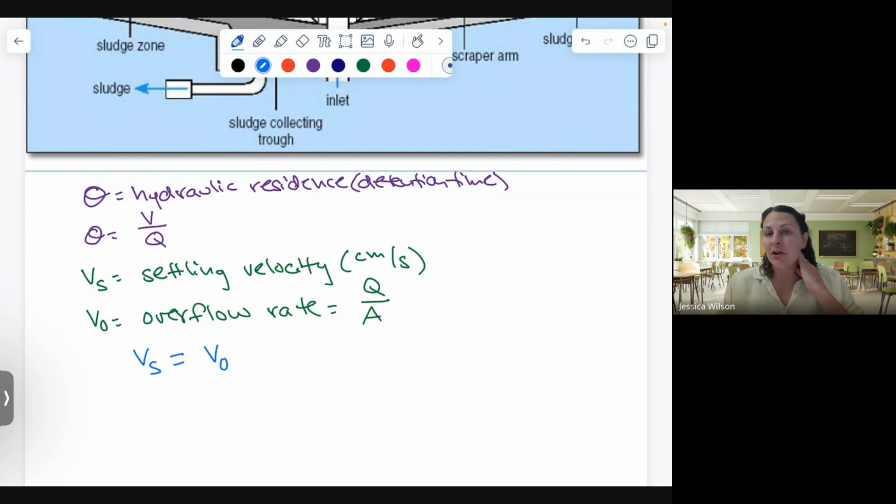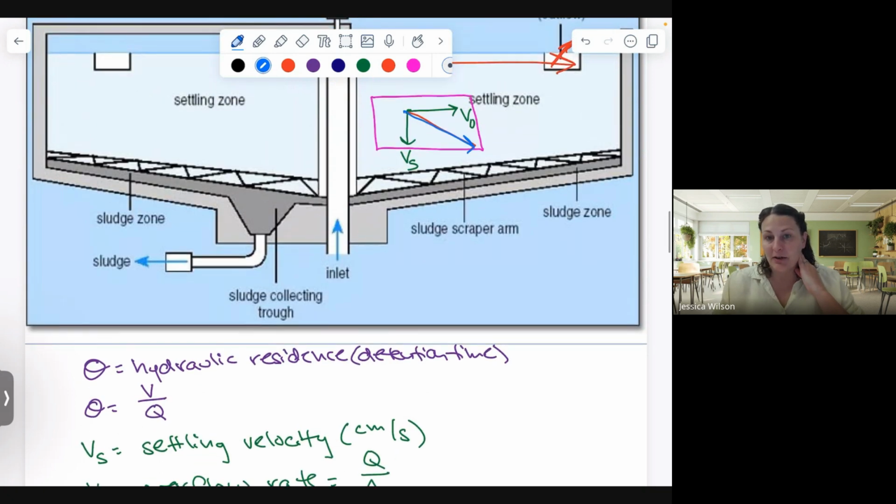Okay. We don't want our settling velocity to be too fast, because then not all of the particles are going to get removed. And we don't want our settling velocity to be less than our overflow rate, again, because our particles won't get removed. If our settling velocity is much greater than our overflow rate, then we've over-designed our tank.